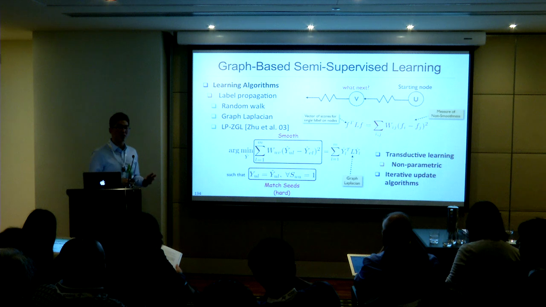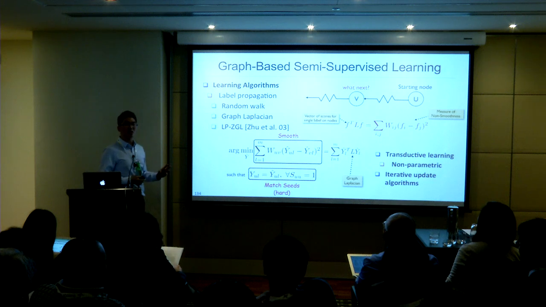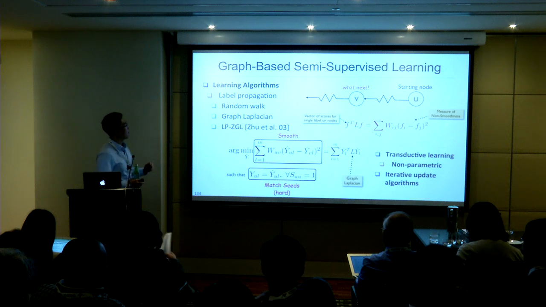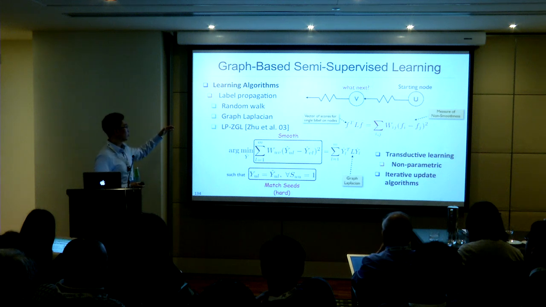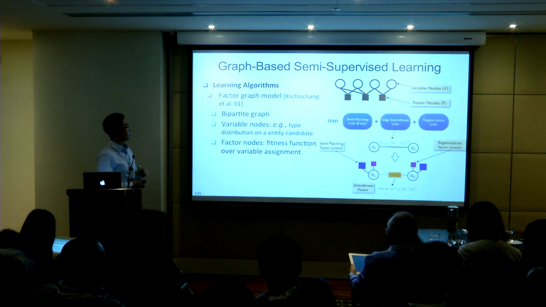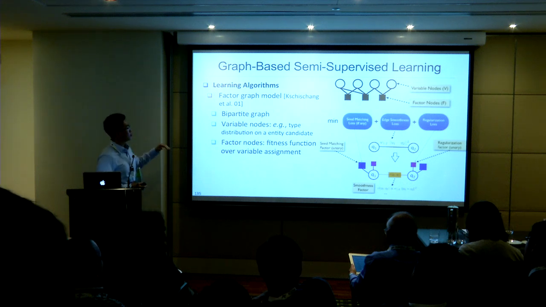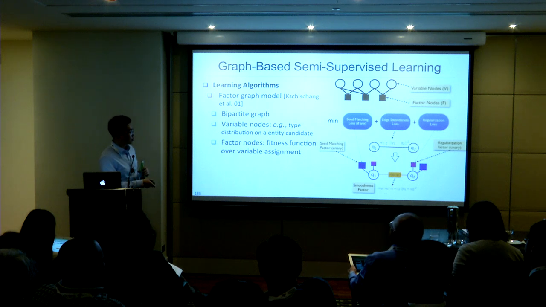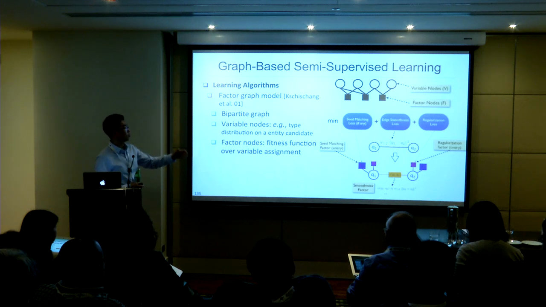So suppose such a high-quality graph is already constructed, and it meets the smoothness assumption, meaning that if two nodes have high link weights in the graph, they are highly likely to share the same class label. Then you can have a lot of algorithms to learn from the graph. You can do label propagation, like starting from random walk or graph Laplacian. And two, you can use a factor graph, this kind of graphical model, to model this graph, where the variable nodes mean the type distribution on an entity candidate, and the factor nodes mean the fitness functions on these variable assignments. So you can put this smoothness as one factor here, and you can also put assumptions on the seed matching factor and the regularization factor and so on.